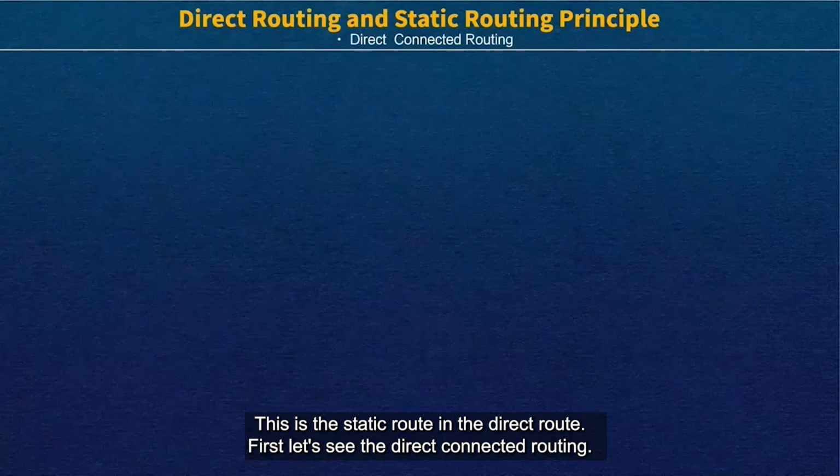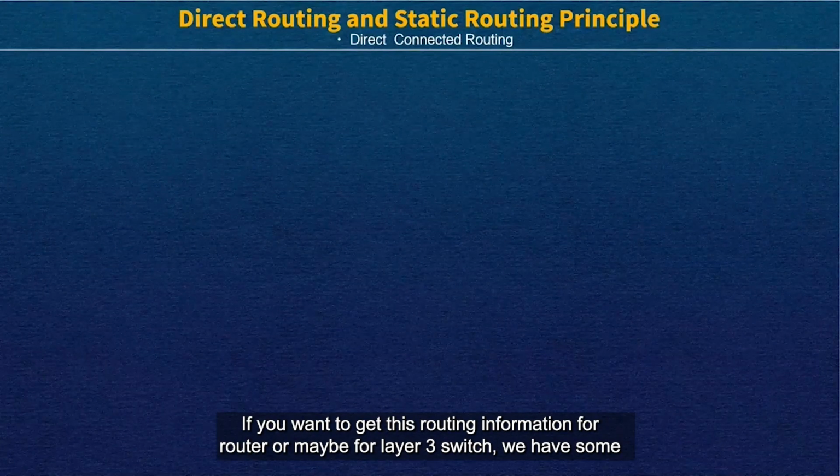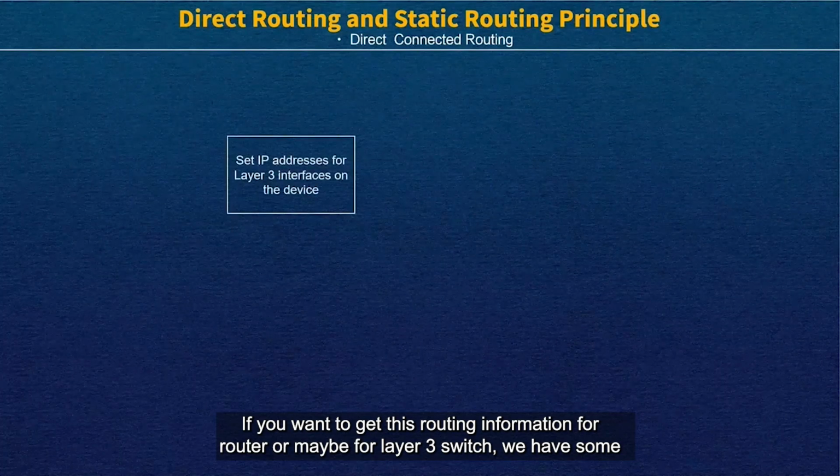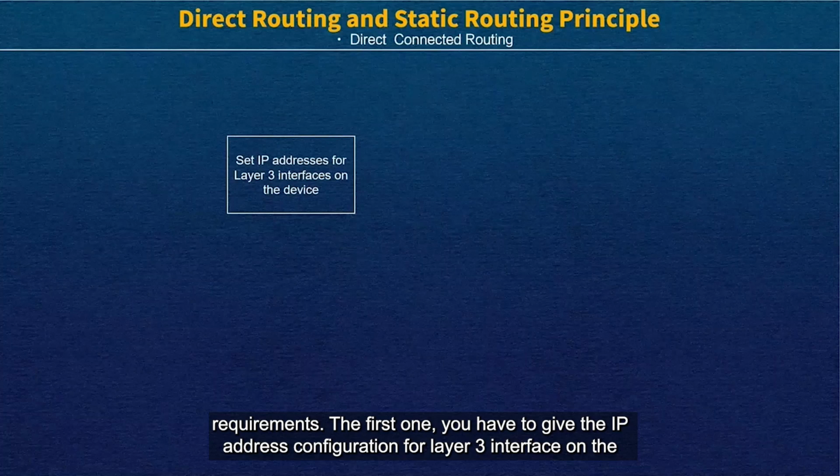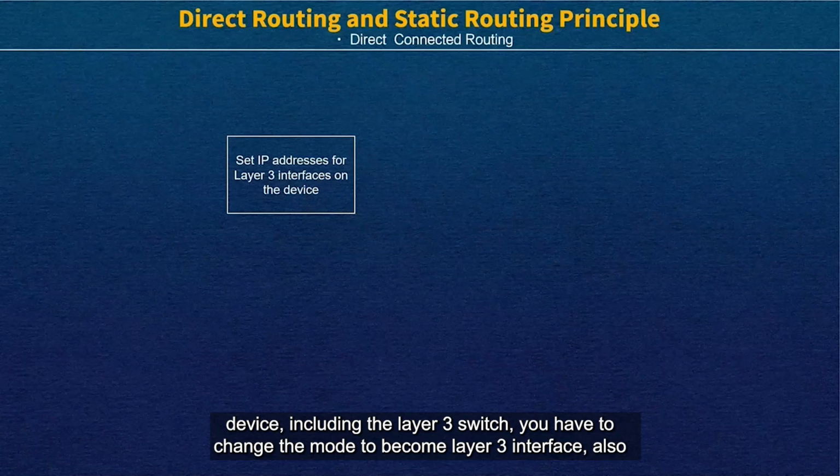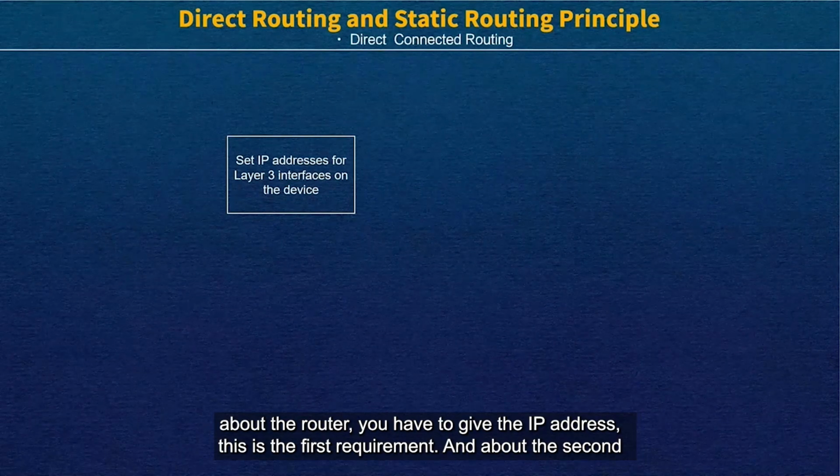First, let's see the directly connected routing. If you want to get this routing information for a router or a layer 3 switch, we have some requirements. The first one: you have to configure the IP address for the layer 3 interface on the device. For the layer 3 switch, you have to change the mode to become a layer 3 interface. For the router, you have to give the IP address. This is the first requirement.